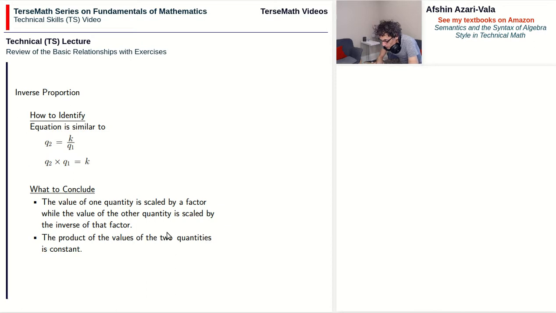And from the conservation form, we can say that the product of the values of the two quantities is constant.